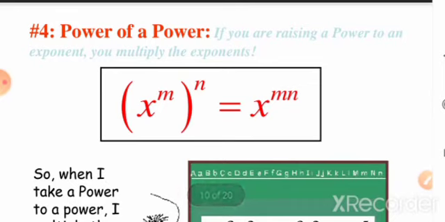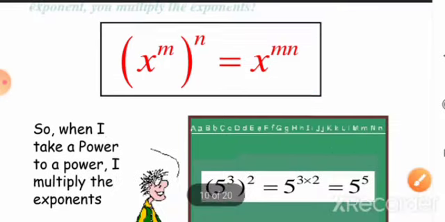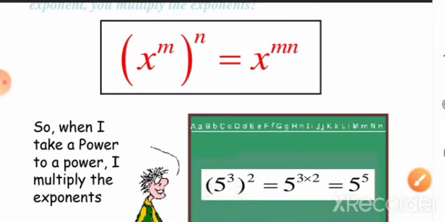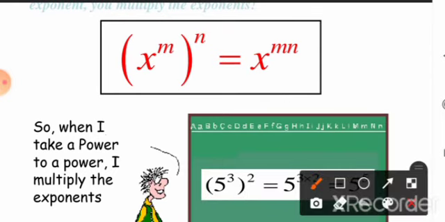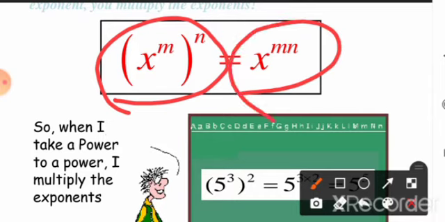power of a power. If you are raising a power to an exponent, you multiply the exponents. Like x power m whole power n is equal to x power m into n. So when I take a power to a power, I multiply the exponents. So x power m whole power n, the result will be x power m into n.